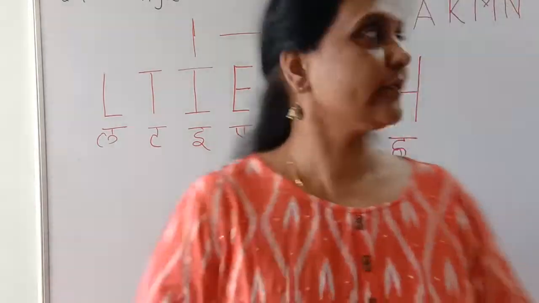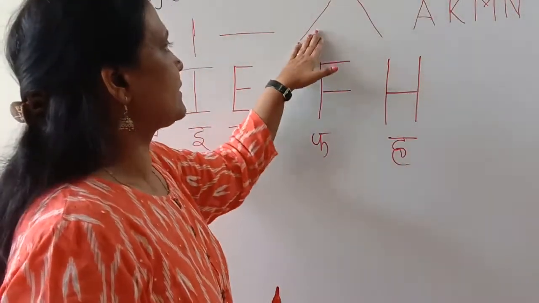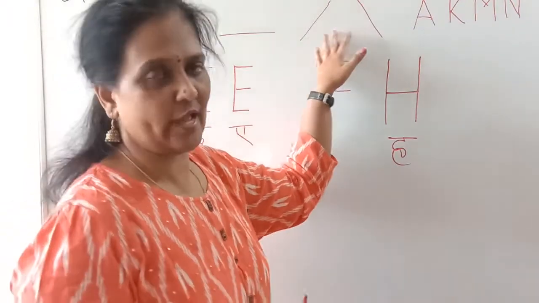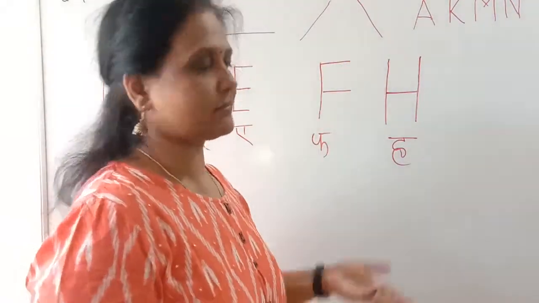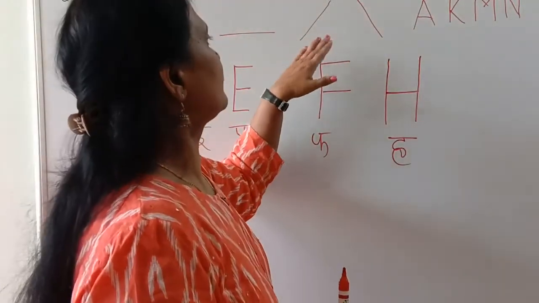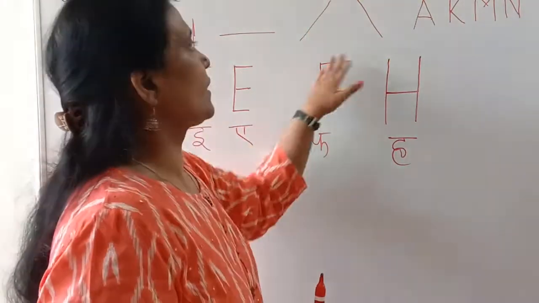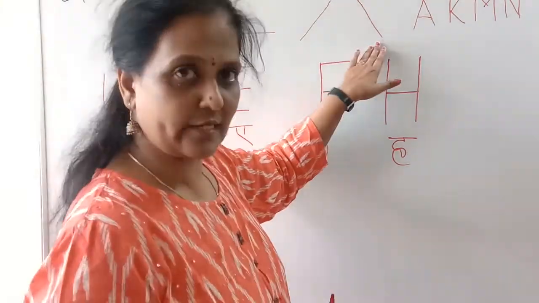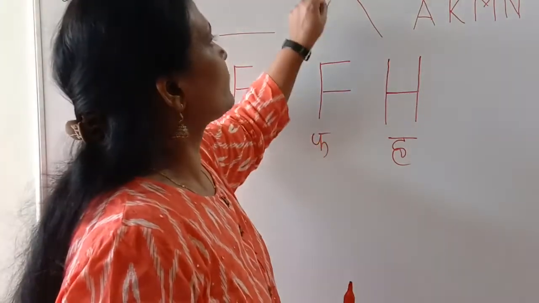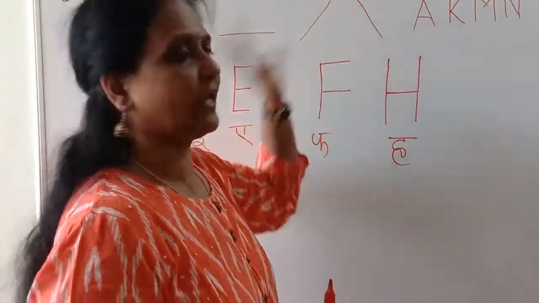Now here is the slant line. These are the two slant lines. We already learned how to draw the lines. This is one slant line, which we draw from right to left, and this is another slant line which we also draw right to left.